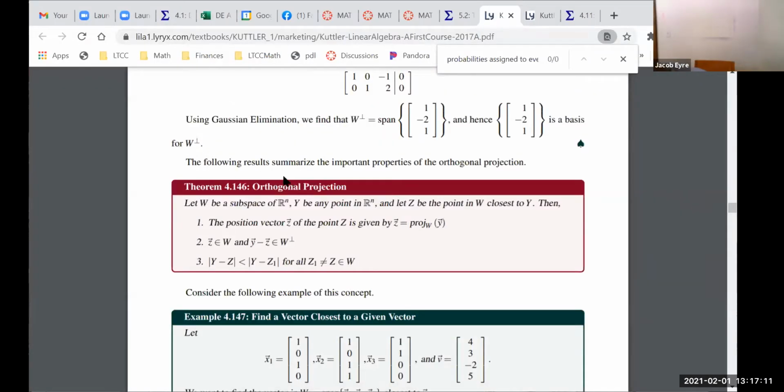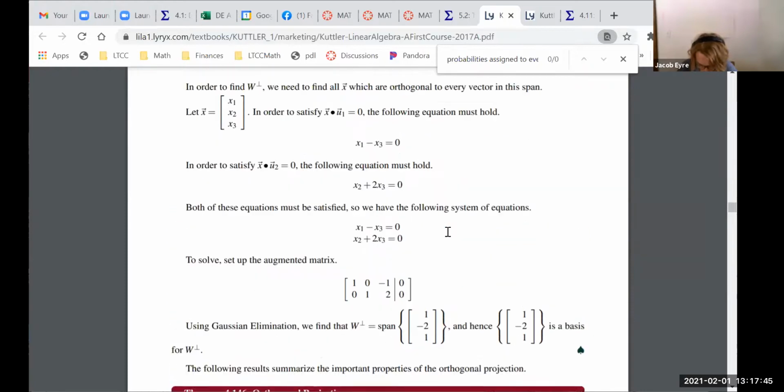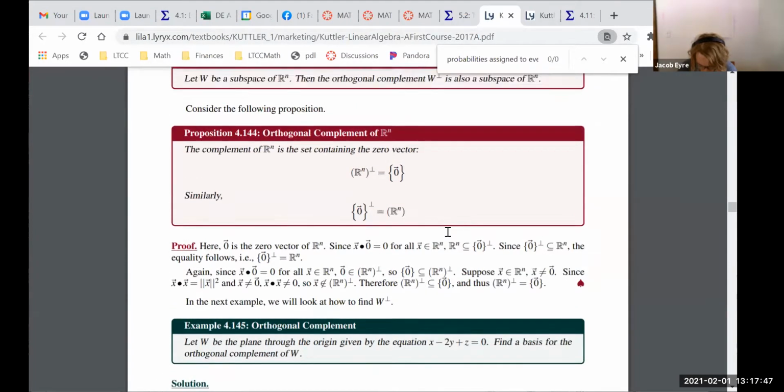Okay, so here's our orthogonal projection, right? So if W is a subspace of Rn and Y is a point in Rn, that's what we've got. We've got the plane, which is a subspace, and then we have the point. And Z is a point in W closest to Y. Then we have these. A position vector Z equals the projection of W onto Y. Any questions on that? So basically we're finding this projection, and I think it already happened a little higher. Here we go.